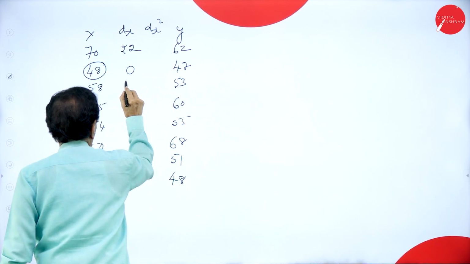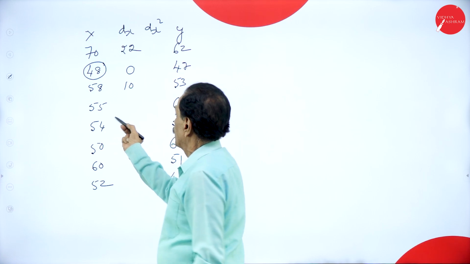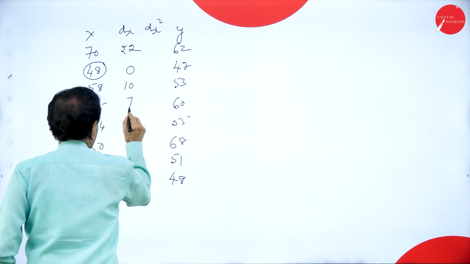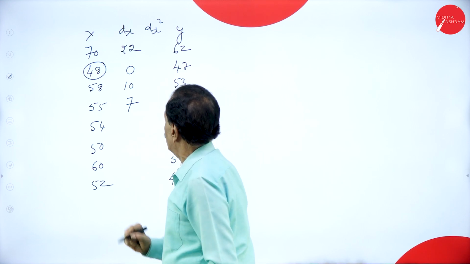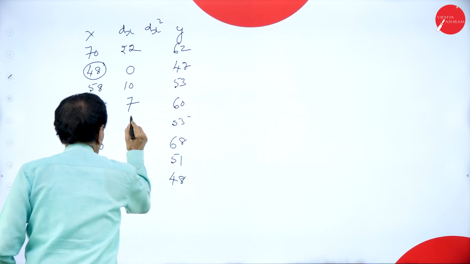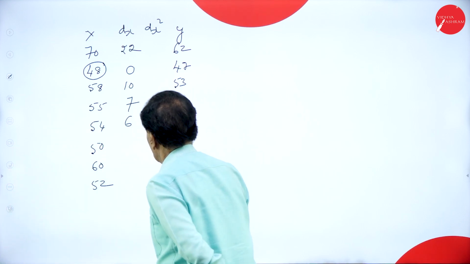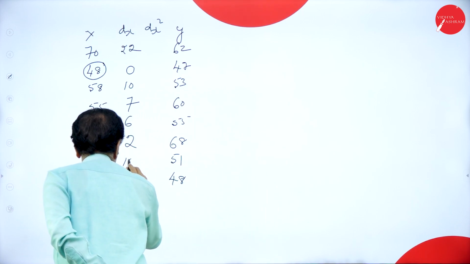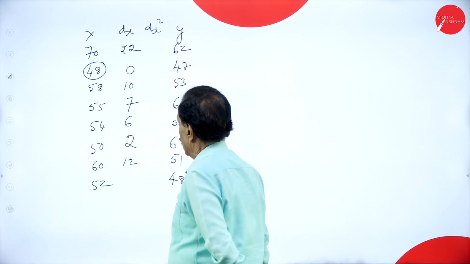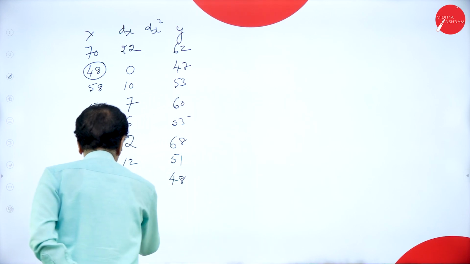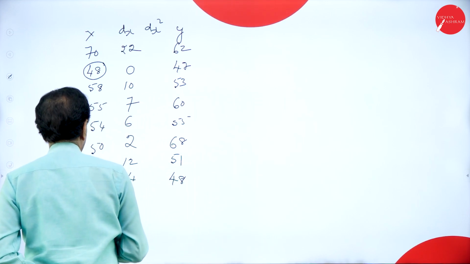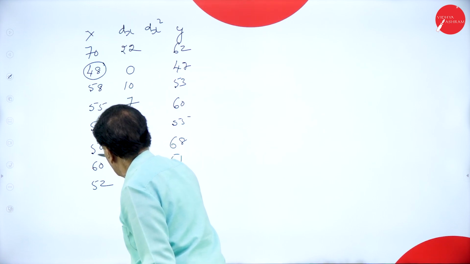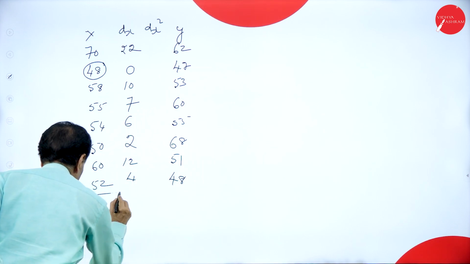10 is more. 55 means 7 more. 54 means 6 more. 50 means 2 more. 60 is 12 more. Then 52 means 4 more. Here, 1, 2, 3, 4, 5, 6, 7, 8. N is equal to 8.